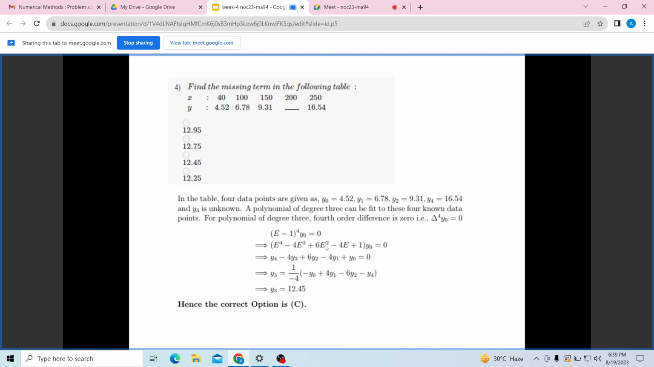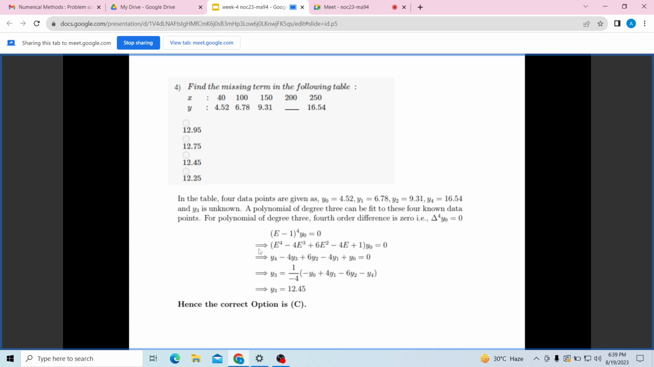Now when you apply the shift operator again, you will get E squared, so you will get y2, 6y2. Then again apply the shift operator, so you will get the next term y3. Then again apply the shift operator, you will get y4. So the next equation that you are getting is y4 minus 4y3 plus 6y2 minus 4y1 plus y0 equals 0.